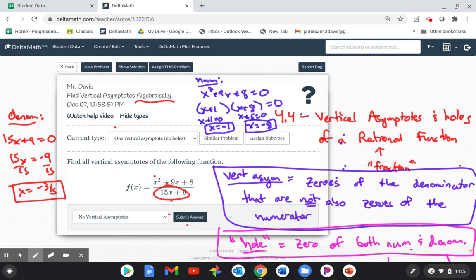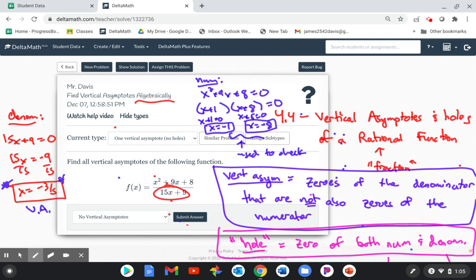All right, now these are not asymptotes. These are used to check. In other words, are these the same as this one that I found? If I did have an overlap, if they were the same, that would be a hole. But since they're not the same, this is a vertical asymptote at negative 3/5. That would be a vertical asymptote of this function.